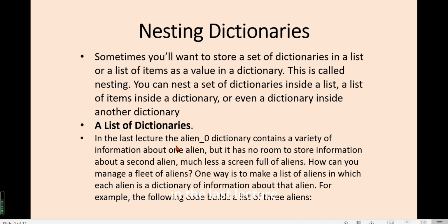In the last lecture, the alien_0 dictionary contained a variety of information about one alien, but it had no room to store information about a second alien, much less a screen full of aliens. How can you manage a fleet of aliens? One way is to make a list of aliens in which each alien is a dictionary of information about that alien. For example, the following code builds a list of 3 aliens.